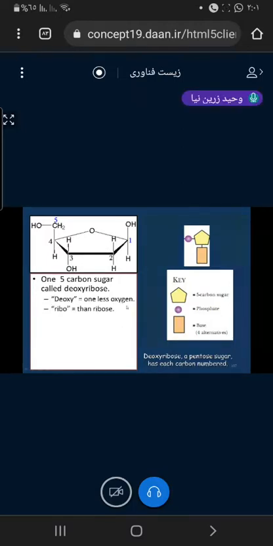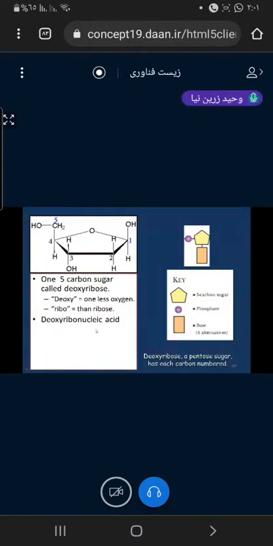And the carbon sugar that has an oxygen group on the 2' carbon is called ribose. So you have two different concepts in carbon sugar.